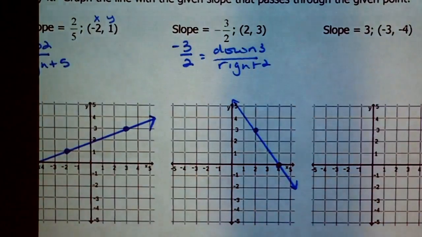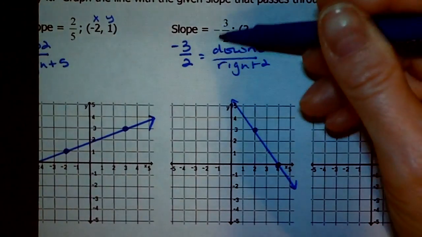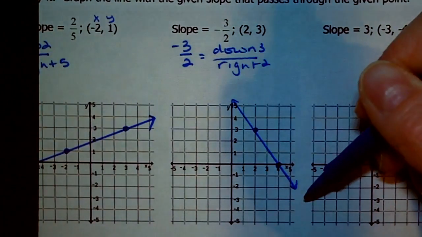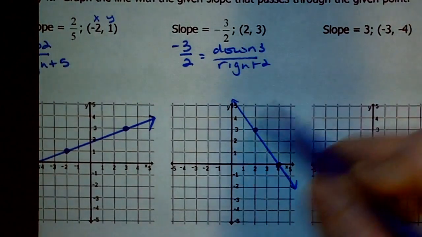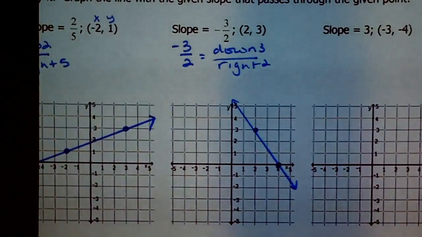Now another way to kind of check if this whole positive negative thing is throwing you off, if it says that the slope is a -3 halves, when you look at your line, it should be a line that travels downward from the left to the right. If your line's traveling up and you're given a negative slope, you've done something wrong. Go back and check it.